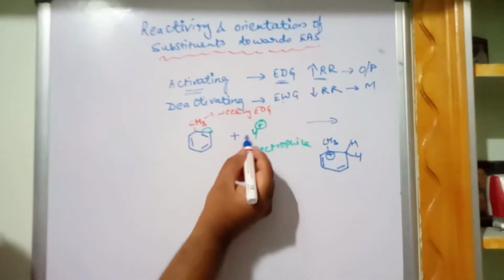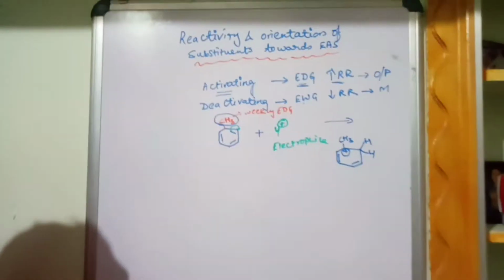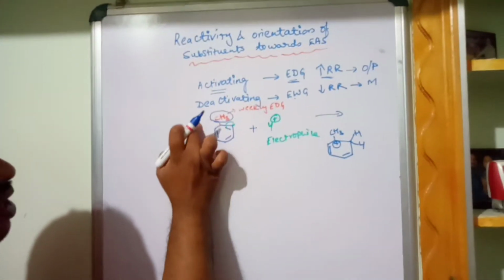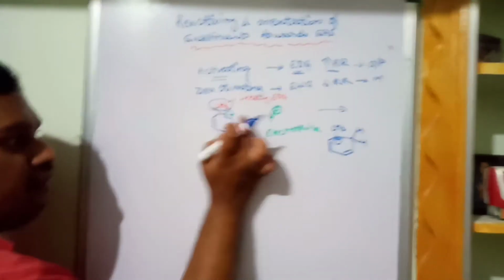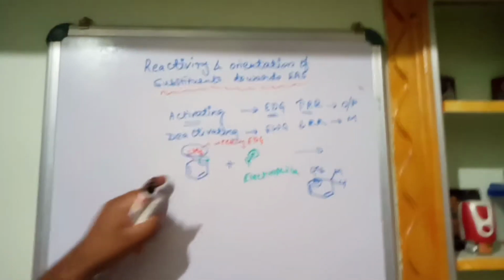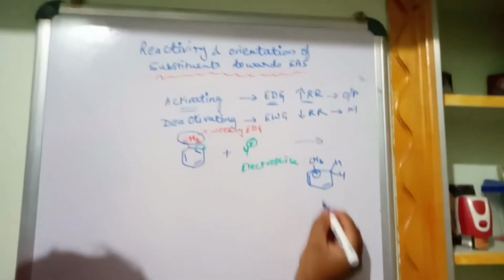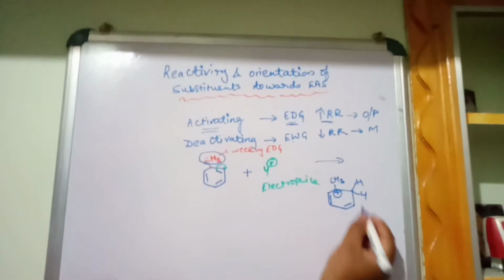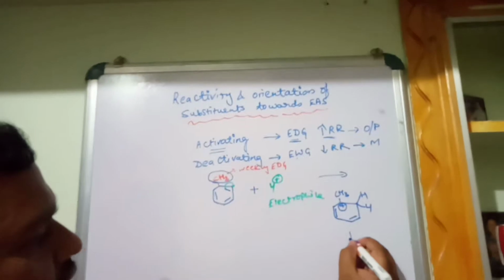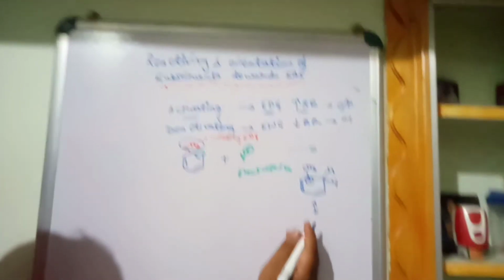I am writing this electrophile attacking on ortho, because this group is an activating group. When an activating group is present, the electrophile will attack only on the ortho and para positions. Why will it attack on ortho and para positions? Why will it not attack on the meta position? We will discuss. Here there is a formation of the benzene carbocation. Now this will undergo resonance stabilization. Resonance stabilization structures are very important.